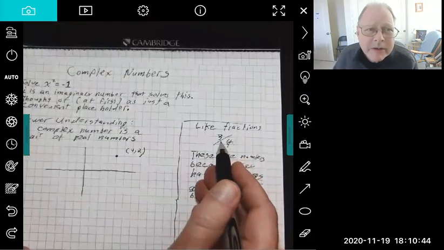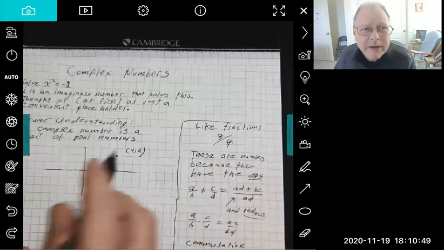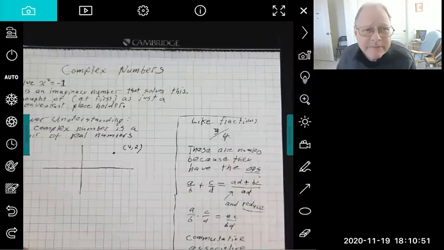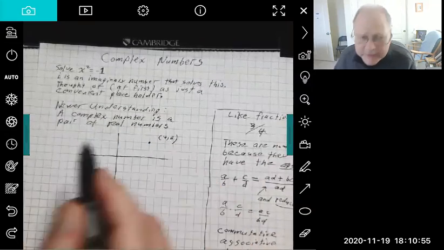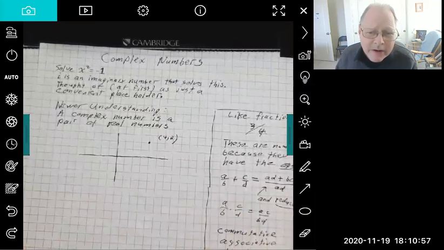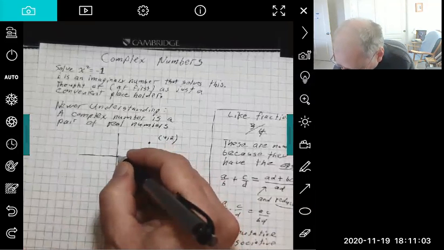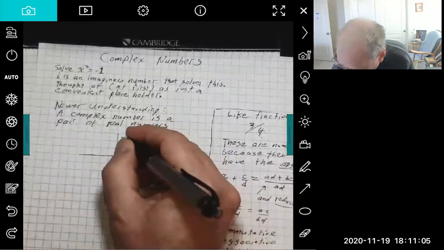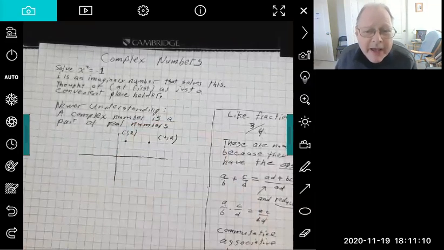But fractions were created by making pairs of the numbers they already had. And that's what we're doing with complex numbers. We're making pairs of the numbers that we already have. Now, we've got to have some way of adding these.